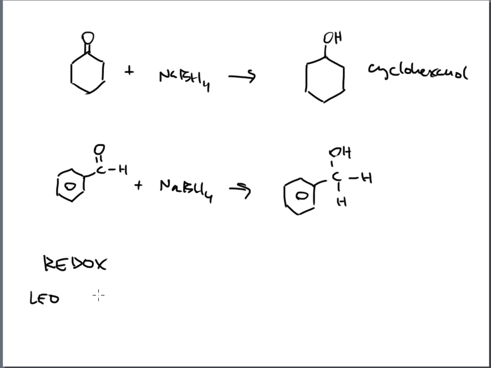So you might have been introduced to Leo goes grrr. Leo the lion growls, right? I mean, that's what this kind of is. Leo goes grrr. Leo is loss of electrons. That's what that stands for, loss of electrons, and grr is gain of electrons. So the O is going to stand for oxidation, and the R is going to stand for reduction. So loss of electrons is oxidation, gaining of electrons is reduction.